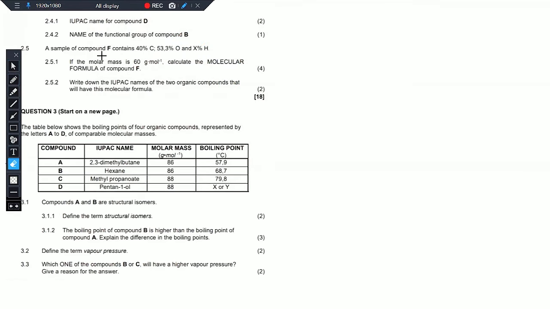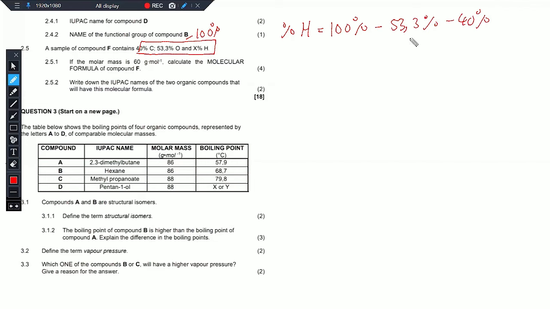And then a sample of compound F contains 40% carbon, 53.3% oxygen, and X percent hydrogen. From this, the first thing that we need to figure out is the percentage for the hydrogen, right? Because we are not given. Knowing that the percentage composition of this compound will have to be 100%, we can calculate that by saying 100% minus 53.3% minus the 40%. When we put that into our calculator, we get 6.7%. So this becomes the percentage by mass of hydrogen.